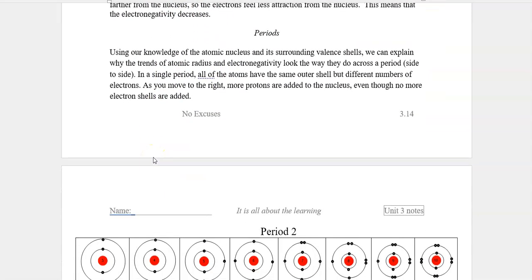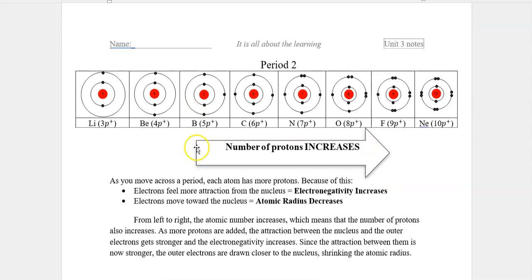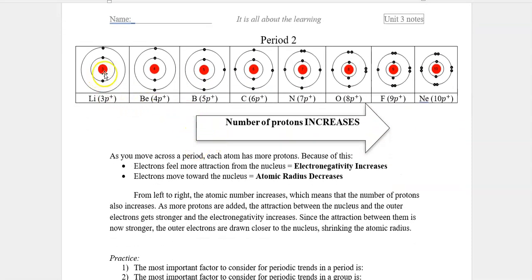How about a period? Using our knowledge of the atomic nucleus and its surrounding valence shells, we can explain why the trends of atomic radius and electronegativity look the way they do across a period, which remember that's side to side. In a single period, all the atoms have the same outer shell, but different numbers of electrons. As we move to the right, more protons are added to the nucleus, even though no more electron shells are added. So that's important, no more shells. So here's period 2, looks like they're getting smaller and smaller, and it says number of protons increases.